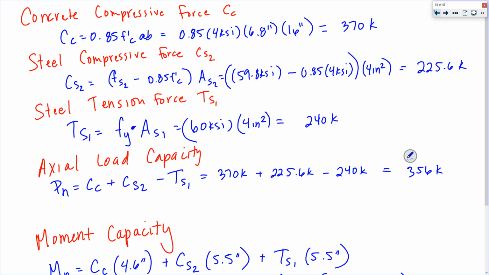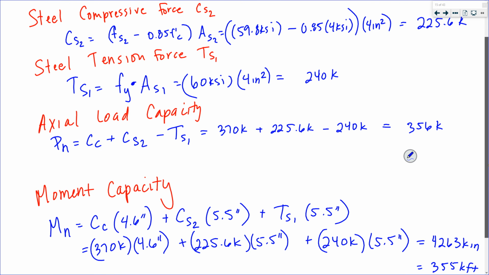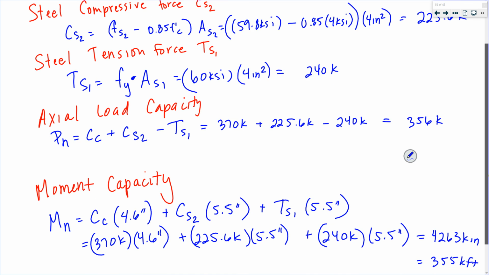Is that right? With 356 and 355. The axial capacity and the moment capacity are almost the same number, obviously different units. Okay, tension control. I have the numbers.